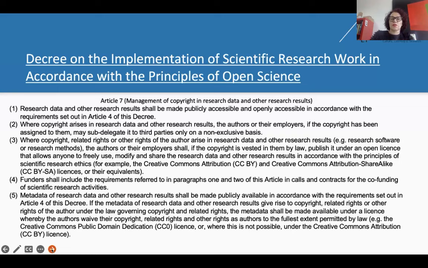We took this into consideration, of course, and only where copyright-related rights or other rights of the author arise in research data, so not in data as such, but only if they arise in data or in other research results, this provision and this obligation kicks in. It is challenging and difficult sometimes to explain to researchers that there is no special intellectual property regime on data as such. So this was a heavily debated provision during the drafting of this decree, and I can confirm this because I was involved, the same as other stakeholders or representatives from research institutes, universities, and other institutions. But this is the result.